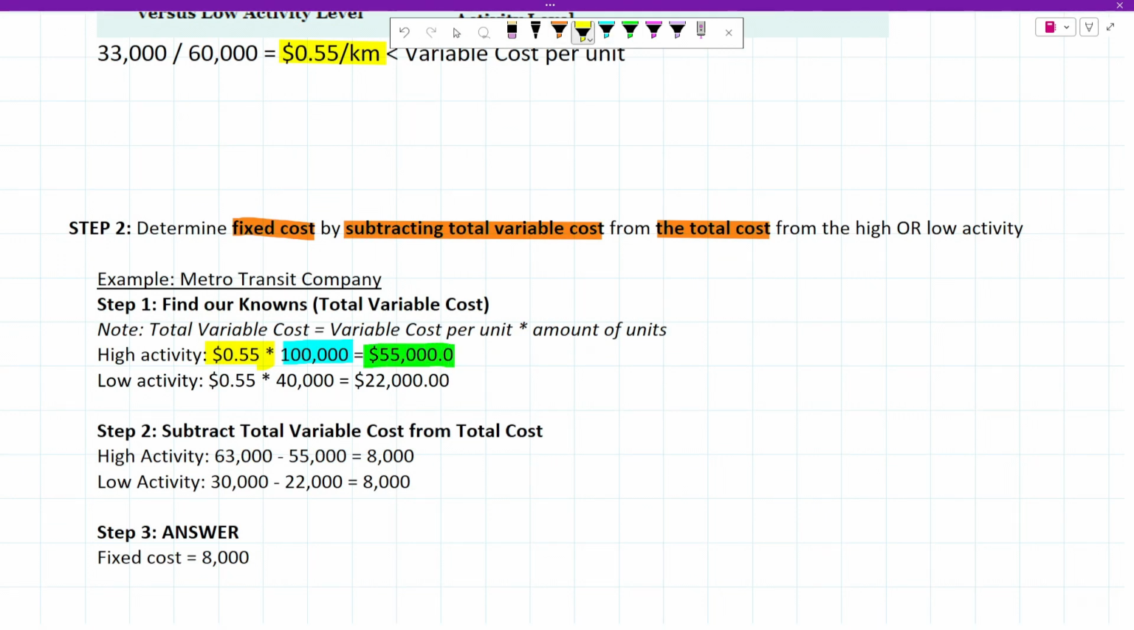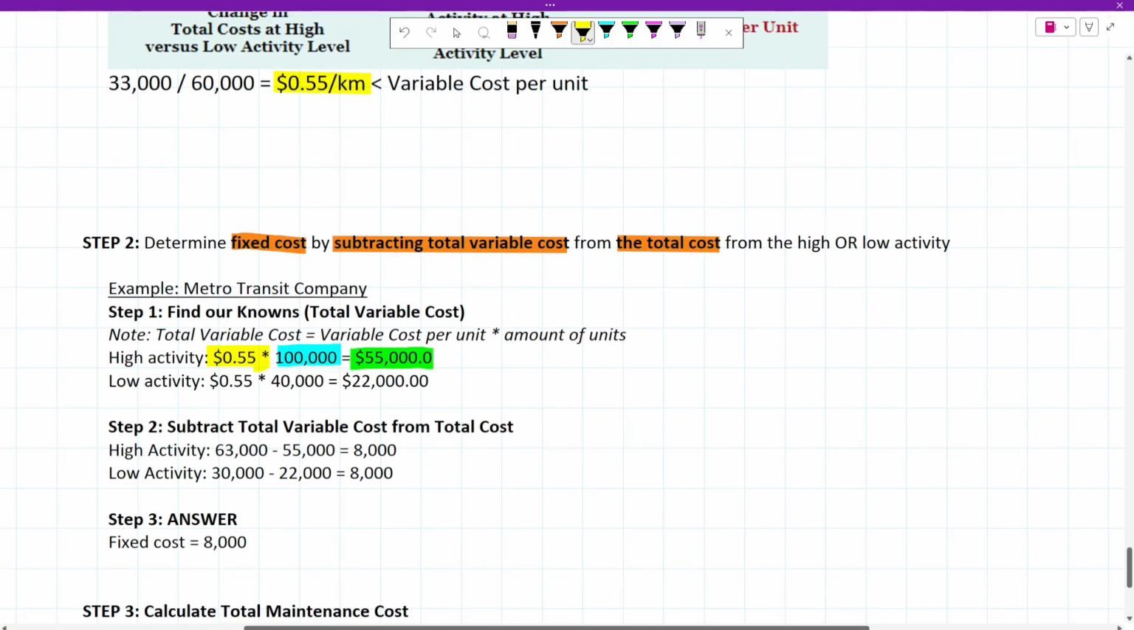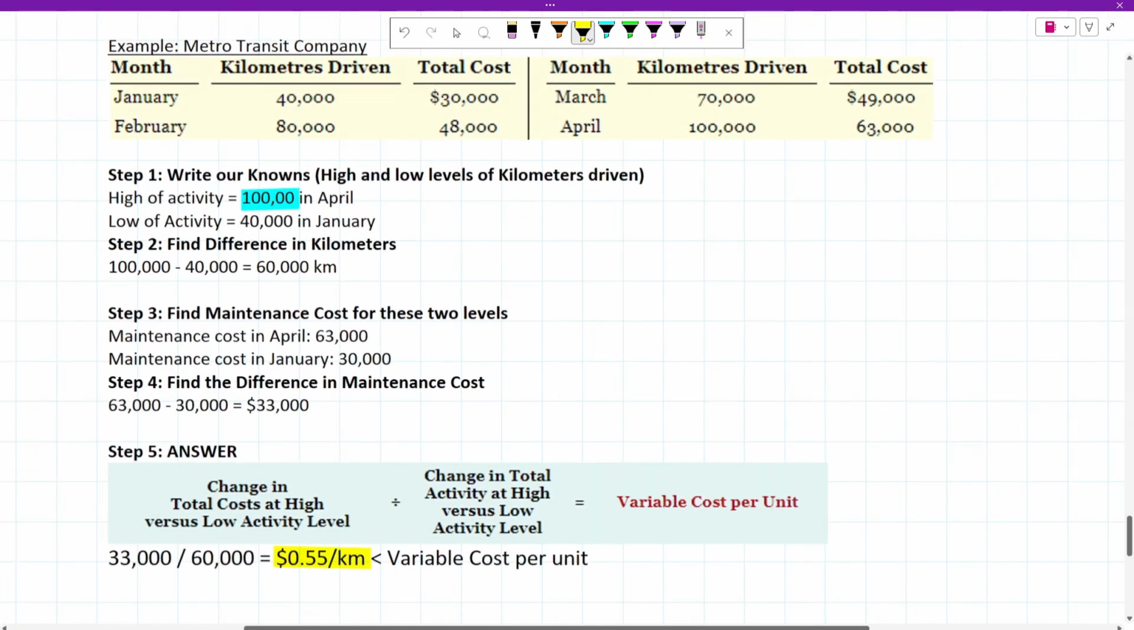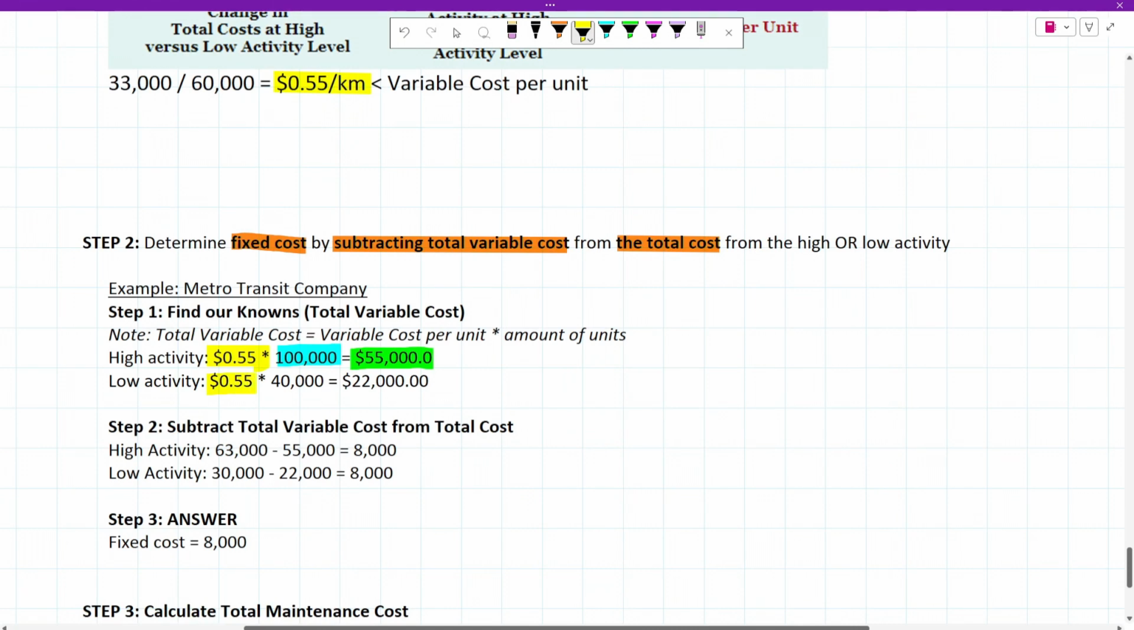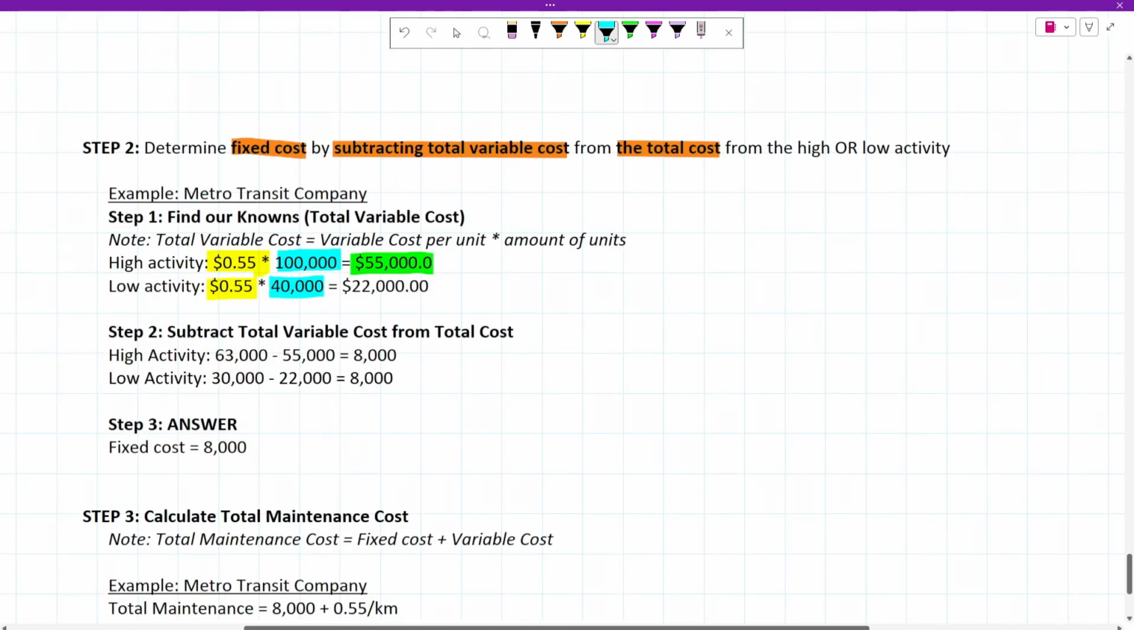And so I'm just going to repeat that. So the low of activity, so that means taking, for our kilometers, the lowest amount. So our lowest amount was in January, like we said. So 0.55 is right here. And then 40,000 is the one in January. And then that gives you 22,000. And so usually you guys would do one or the other. I'm showing you both just to show you that both work and both are going to give you the exact same answer.